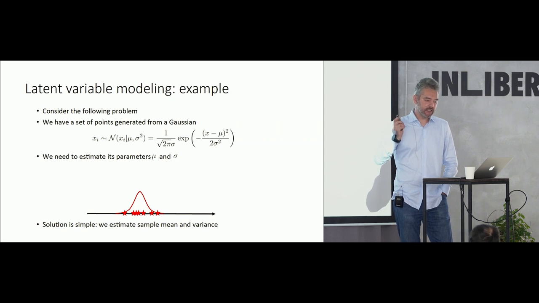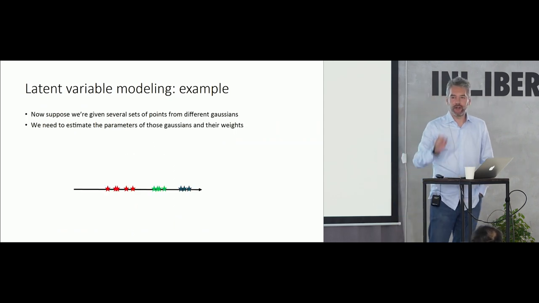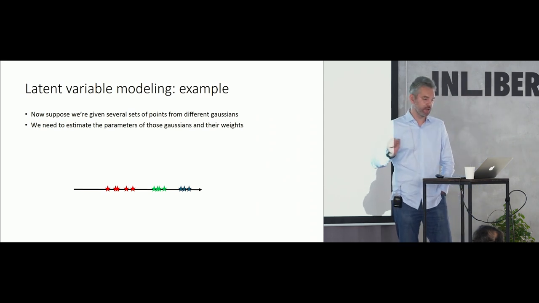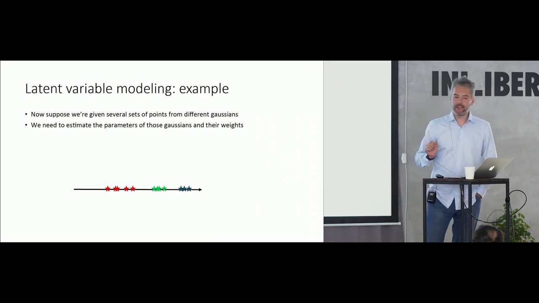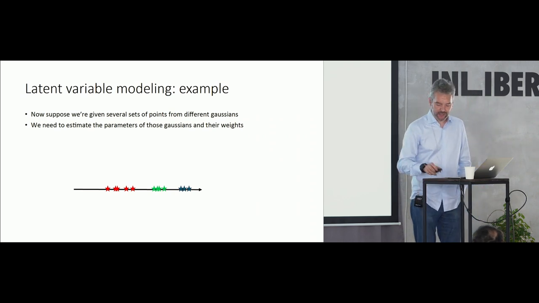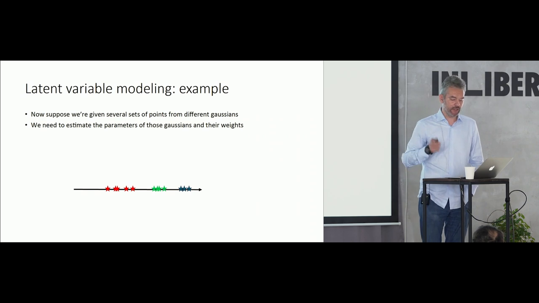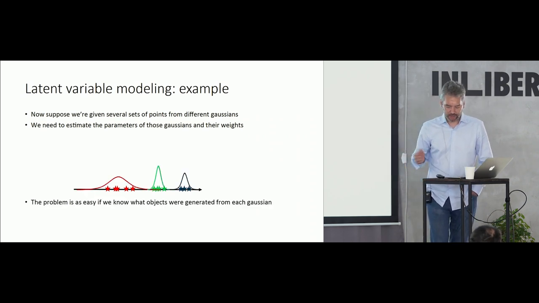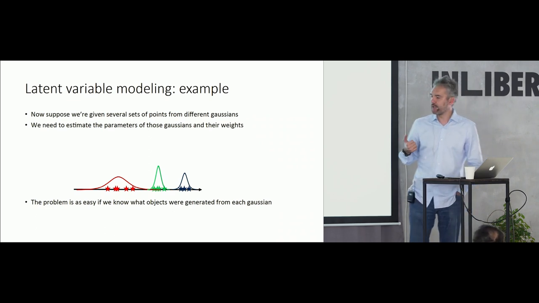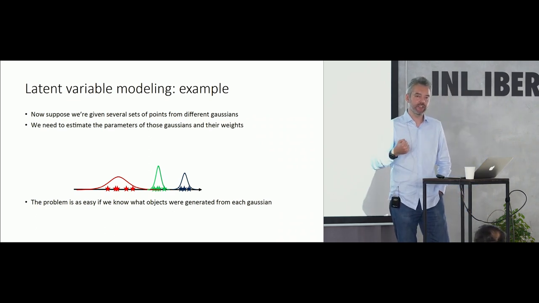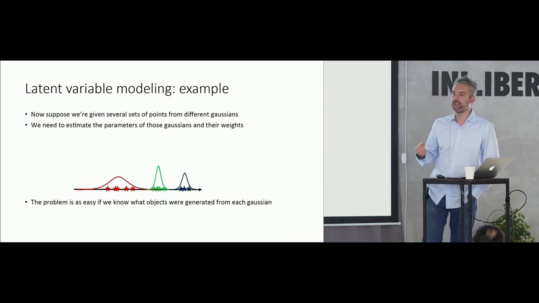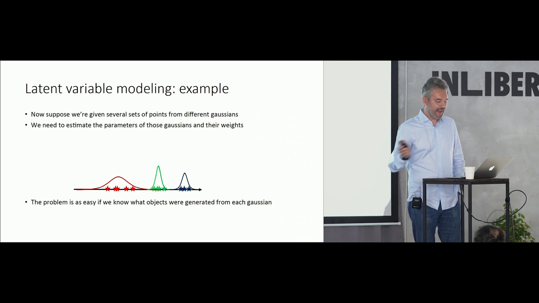Now let's complicate the problem a bit. Now we have three groups of objects, and each group of objects was generated from its own Gaussian distribution. And again, the problem is to estimate the parameters of those Gaussians. Actually, the problem is not more difficult, and it can be reduced to the previous one. We simply take the red points and estimate the parameters of the red Gaussian, then we take the green points and estimate the parameters of the green Gaussian, and so on.